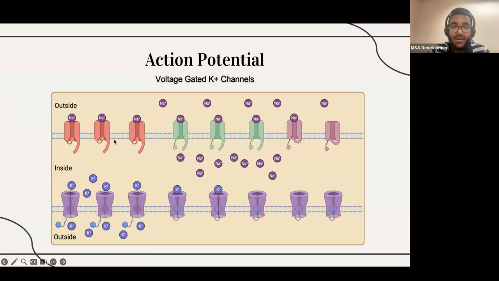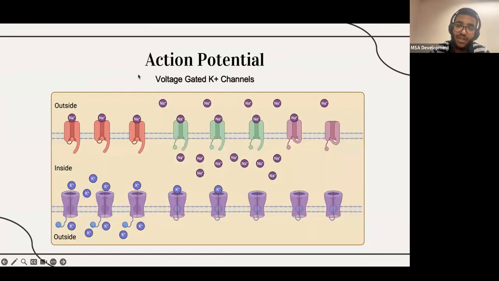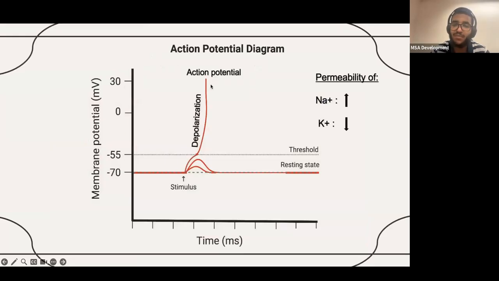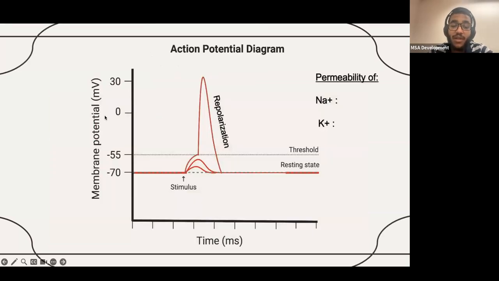Now once the sodium channels cannot let sodium in anymore, we have the voltage gated potassium channels, which open at the membrane potential of positive 30. Once positive 30 is reached, which is the peak of the action potential, the voltage gated potassium channels open. And where did we say potassium would move if the membrane was fully permeable for it? It would move from inside to outside the cell. So if a positive is moving from inside to outside the cell, then we'll have a negative membrane, and that's how the membrane potential becomes more negative, or what we call repolarization.